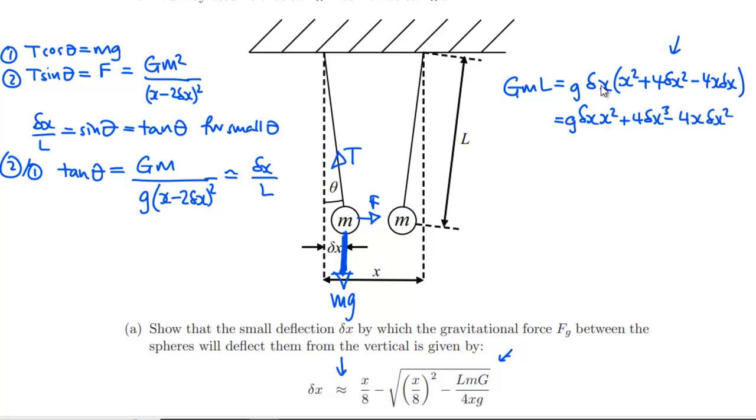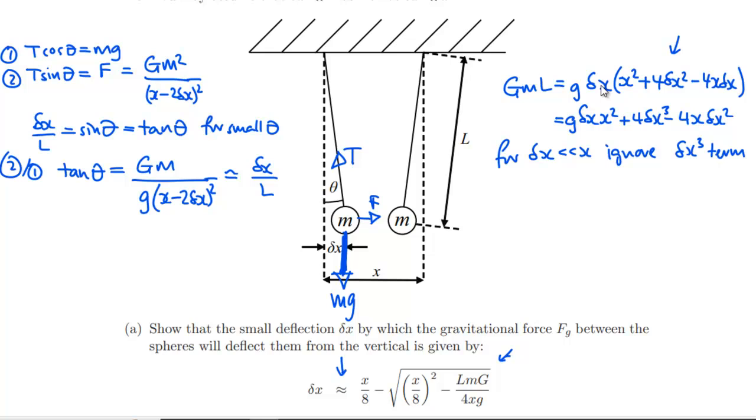So we can say that for delta x much less than x, as they told us in the question, we can ignore the delta x cubed term because it's going to be super small. And now we're wanting to solve this for x, so we need to set up a quadratic in delta x.